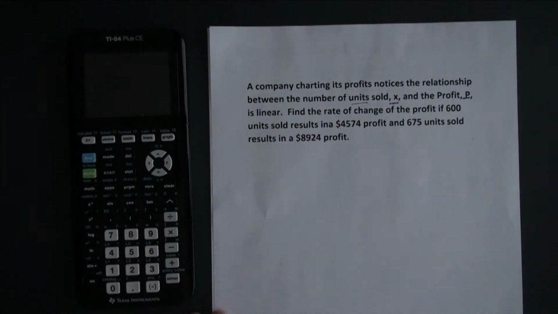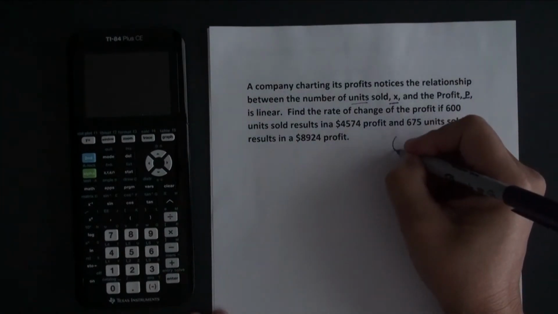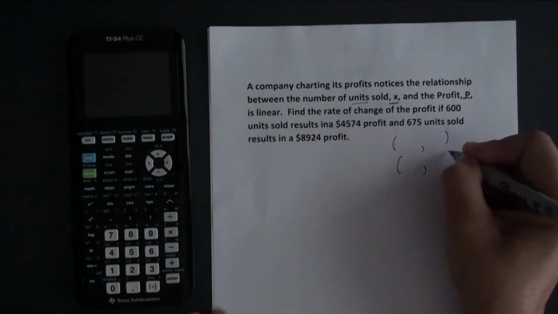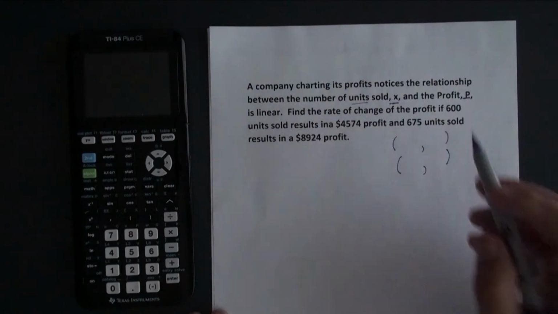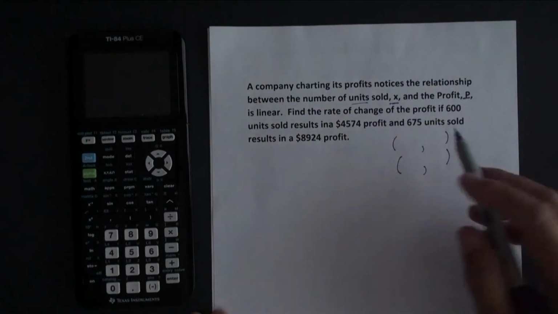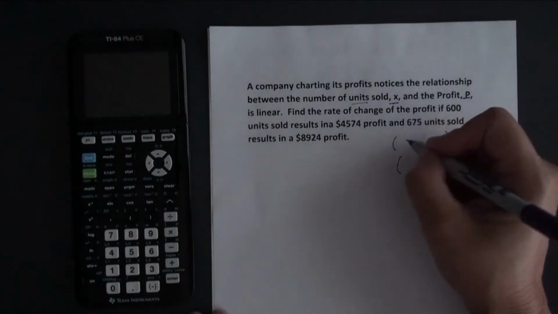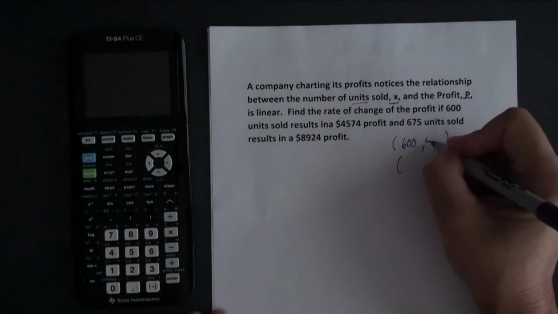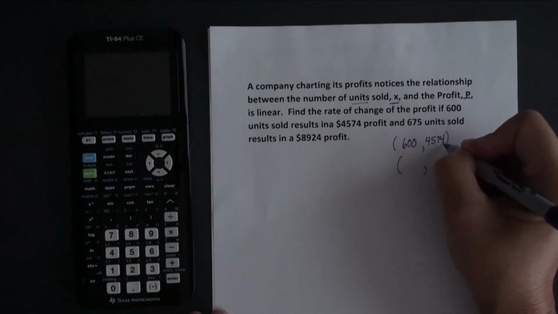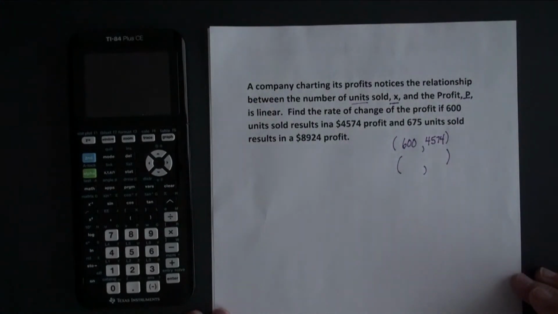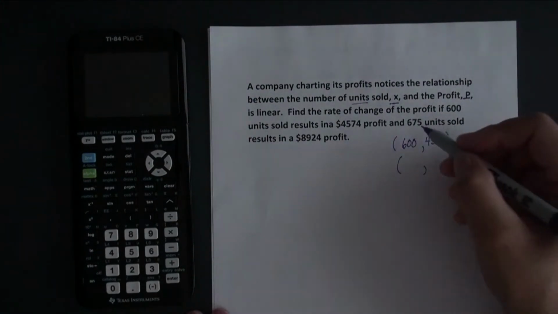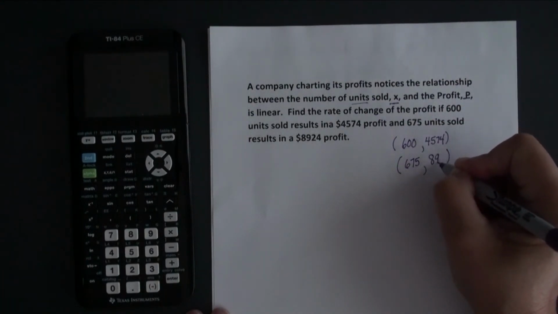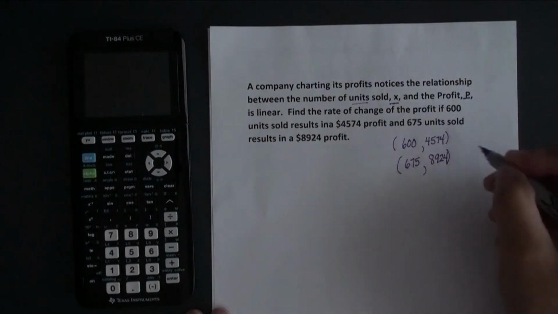$8,924 profit. So what we do is we think of this as sets of ordered pairs. And X is the number of units sold. So our first statement says if 600 units are sold, our profit is 4,574. So our P will be our Y value. If 675 units are sold, our profit is 8,924.